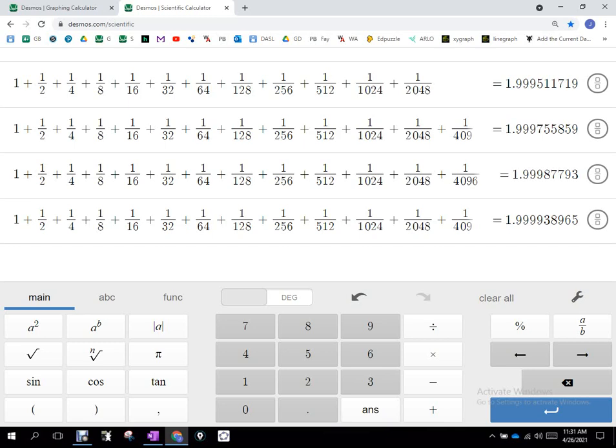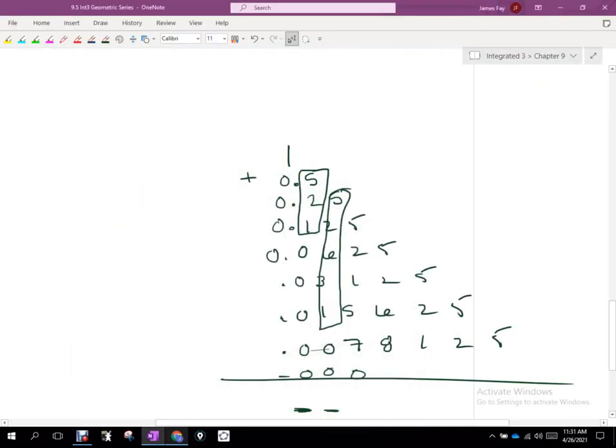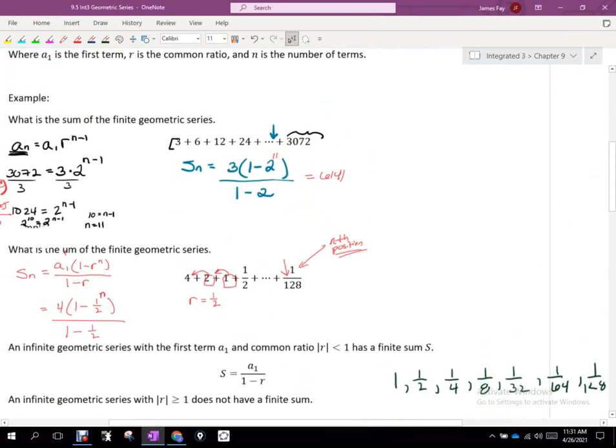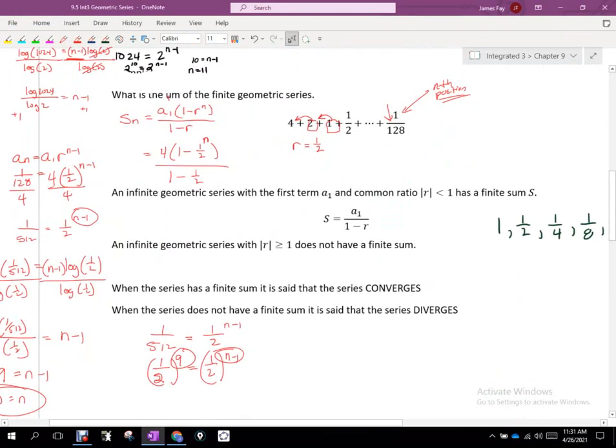Okay? Now, the formula here to generate that is right here. So it's an infinite geometric series with the first term a sub 1, common ratio that is between -1 and +1, has the finite sum of this. It's a very simple formula.